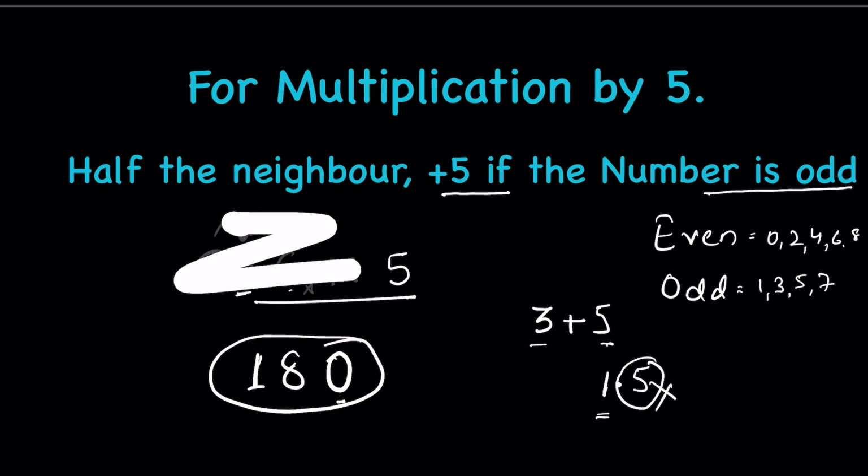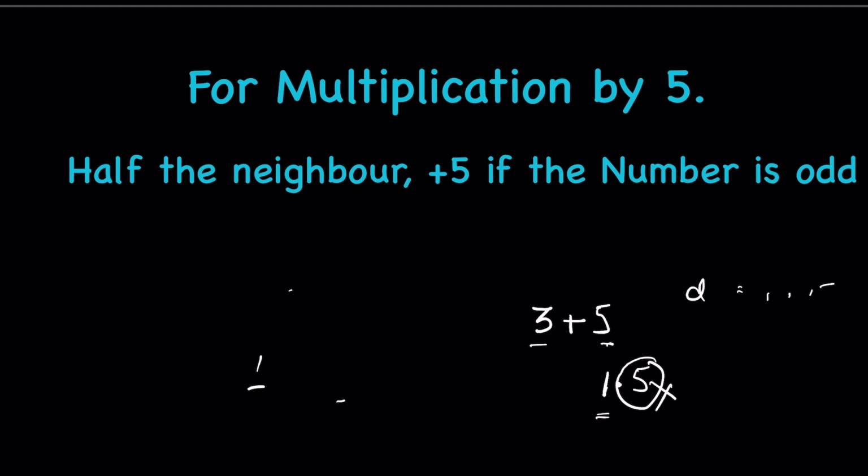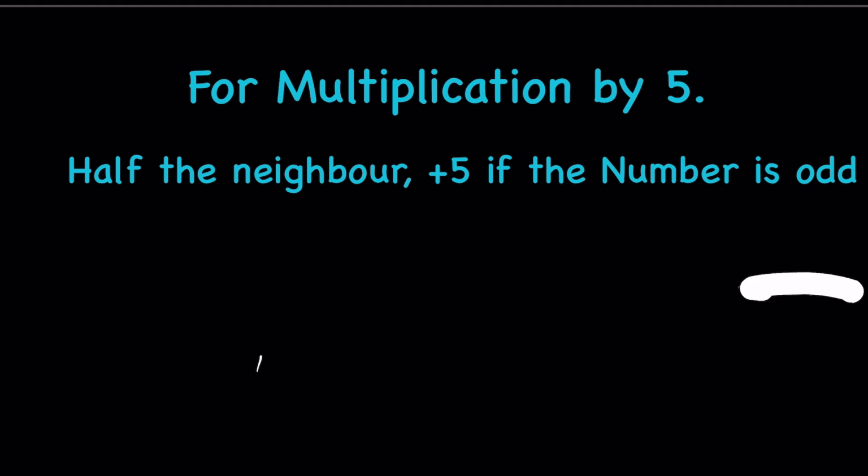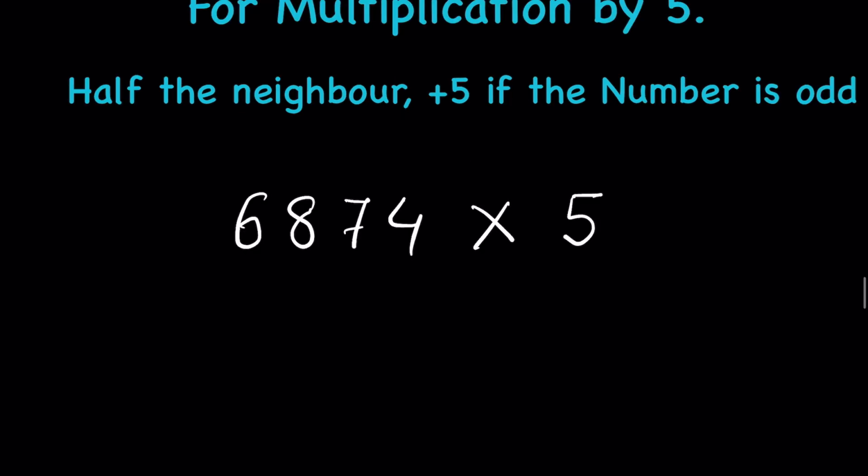Now let's take a bigger number so that you can understand the importance of this trick. You can play this game with your friends and they will be amazed to see how quickly you can multiply. Let's say you have 6874 times 5. Now 4 has no neighbor. We write 0 here. Then the neighbor of 7 is 4. Half of 4 is 2. But 7 is an odd number. So we add 5. 5 plus 2 is 7.